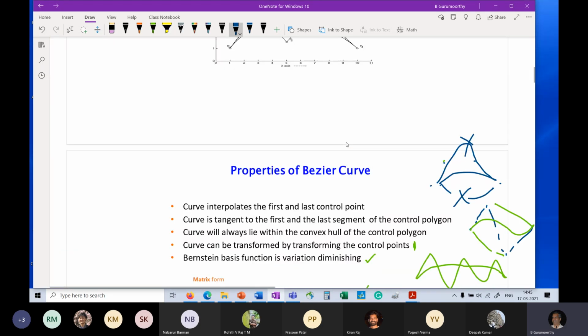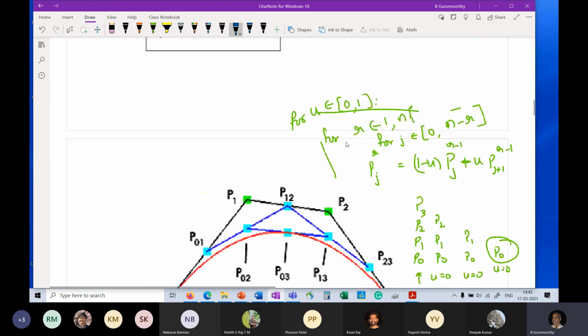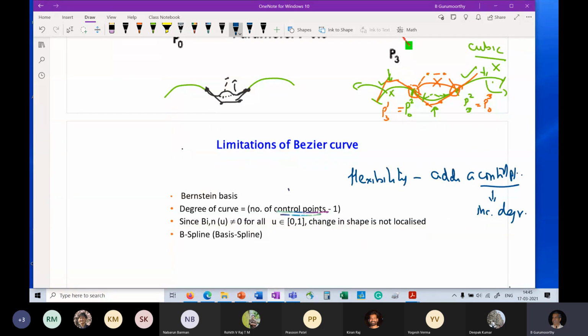So those two are undesirable in some sense. We don't want the flexibility to be linked to the degree, and we would like the change in shape to be localized. If you make a small change here in this example, the whole shape is changing. Of course, I'm still protecting the tangent, but the shape is changing everywhere. And that is not desirable. I would like to keep the shape change only here, and everywhere else it sort of remains the same.